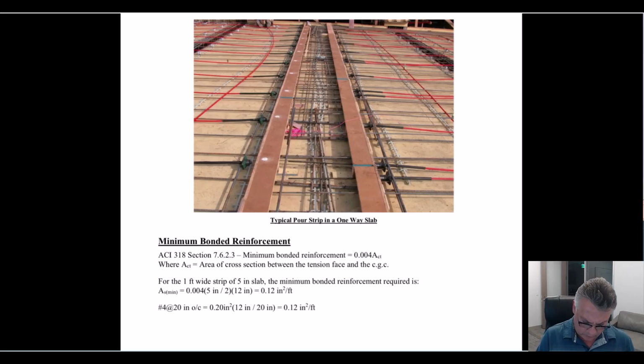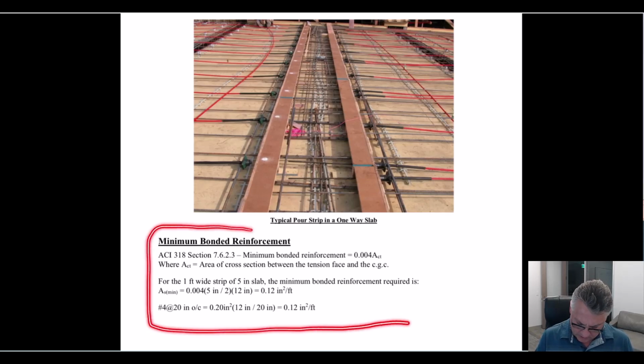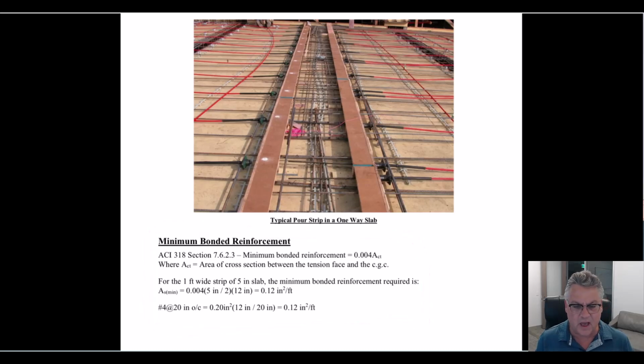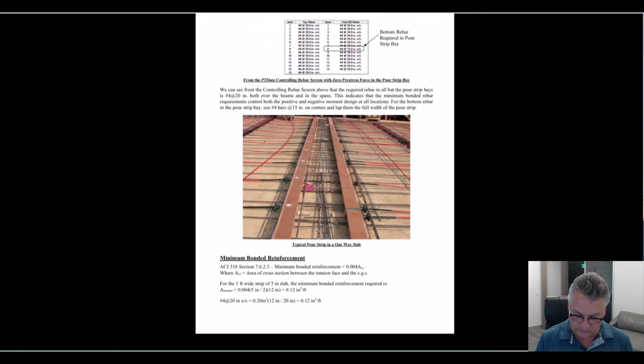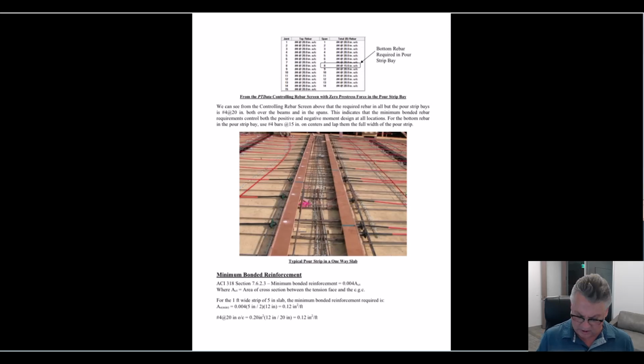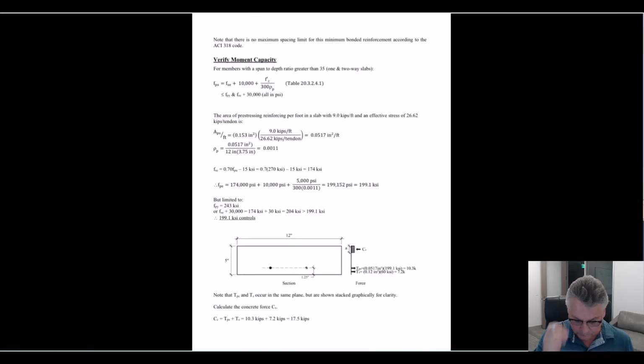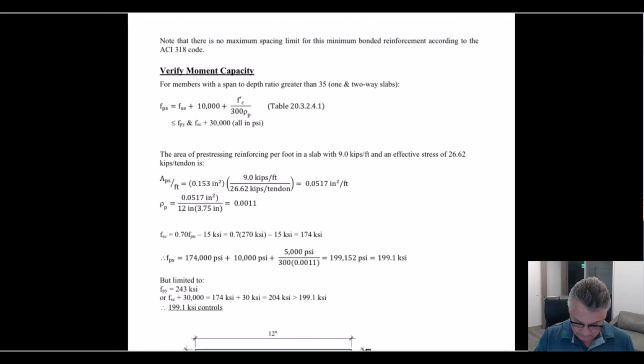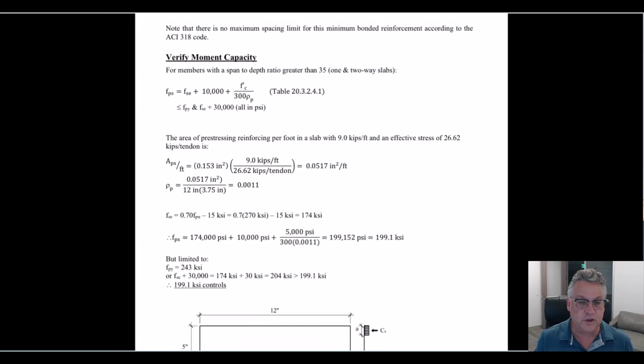Okay, so we'll go back in, look at the minimum bonded reinforcement just like we did in the last example. Strangely enough, we get exactly the same answer as we did last time, 0.12 square inches per foot, which is number 4 at 20, which I told you is always the minimum in a 5-inch post-tension slab. So I'm just going to show this to you. We already went through this earlier in this lecture.